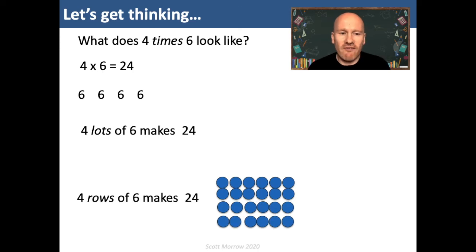So here we've got 4 rows of 6 makes 24, and this is really important. This is what we call an array, and an array is really just equal rows. And you can see there we've taken those groups and we've formed a rectangle. So the rectangle has 4 rows and there are 6 circles in each row, and that's really going to help us with multiplication. It's going to help us with our times tables, but it's also going to help us multiply much larger numbers.